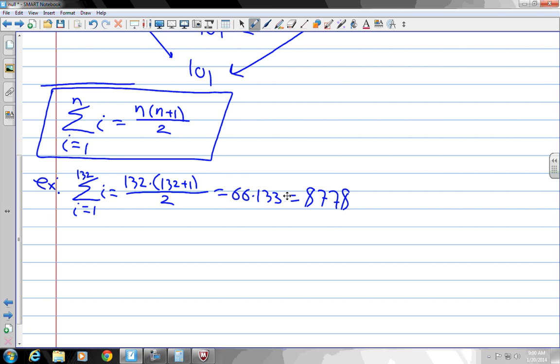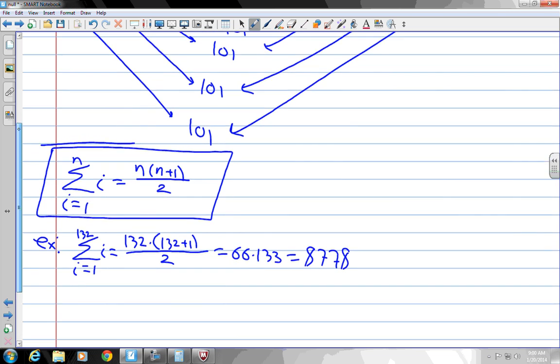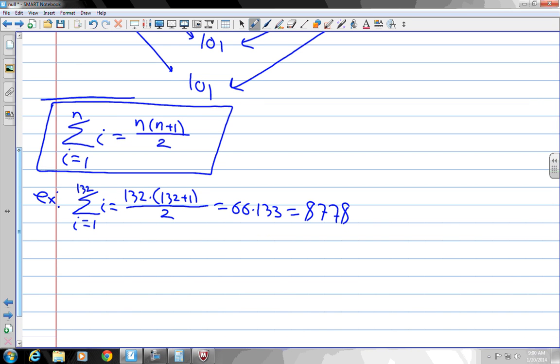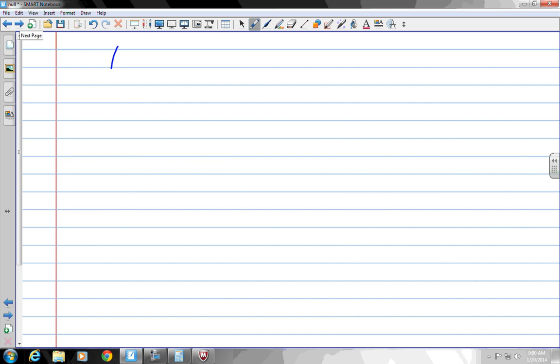Okay? Well, what we're going to try to do today is to actually prove these types of formulas. Because, I mean, is it going to work every time? How do we know that? Because that's the big hang-up. So here's an idea behind mathematical induction.